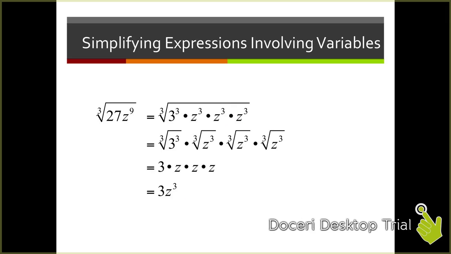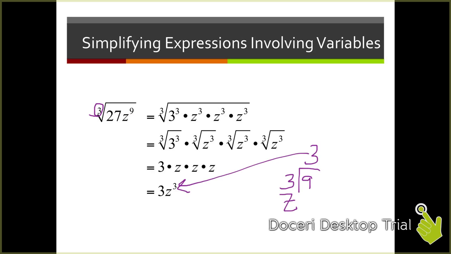Now the shortcut to this is that when I have a variable taken to a power, and I have an index out here that basically says how many need to be in each group for me to be able to take it out of the radical, I simply take my exponent, divide it by my index, and because that goes 3 evenly, that 3 tells me I end up with z cubed when I take it out of the radical.